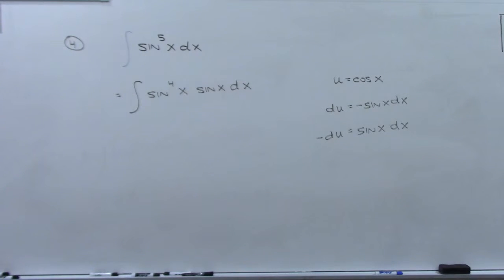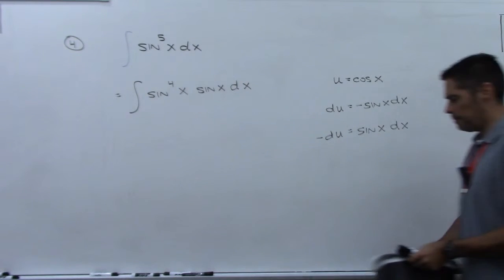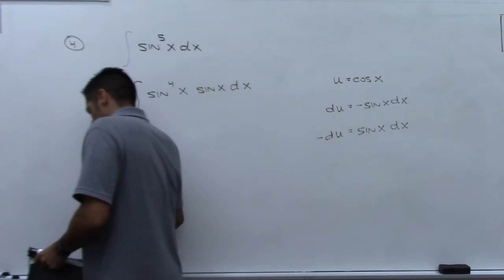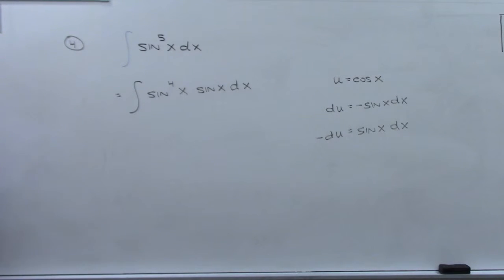All right, so what I'm going to do here, I'm going to throw all these markers away because none of them are good. So you're going to rewrite the sine to the 4th there. Maybe you've done this on your own already. You've been waiting for me.